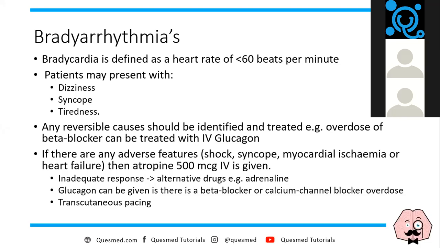And just to talk a little bit about atropine. Atropine blocks the vagus nerve and how the vagus nerve works on the heart specifically, and that's why it increases the rate of firing at the sinoatrial node. But often you need to give repeat boluses. It is very short acting, and you can give repeat boluses up to 3 milligrams.